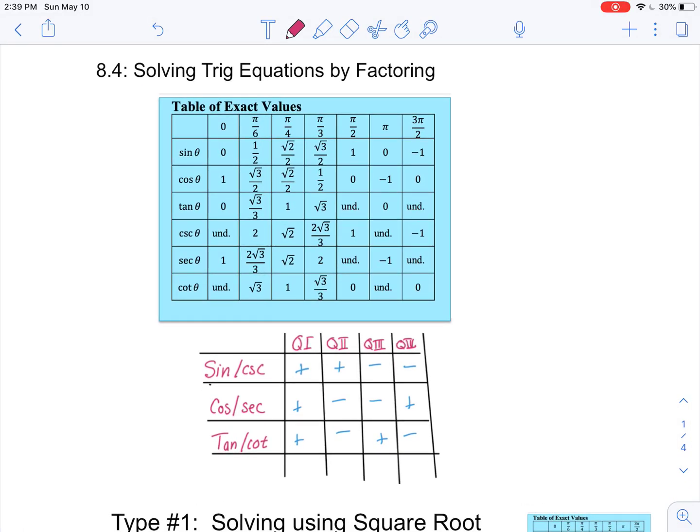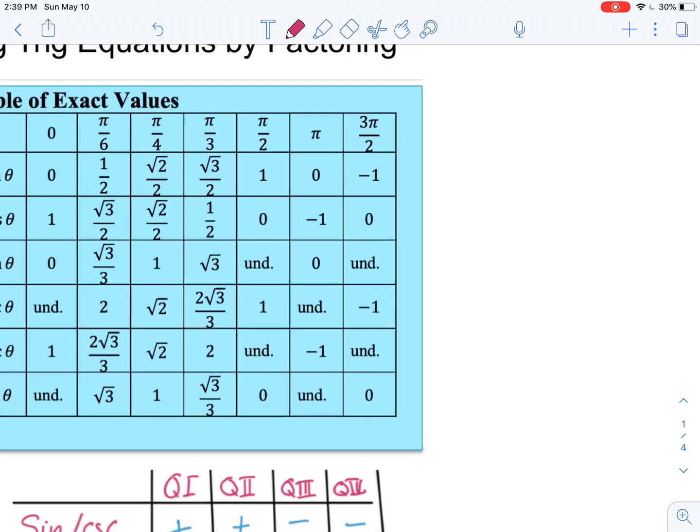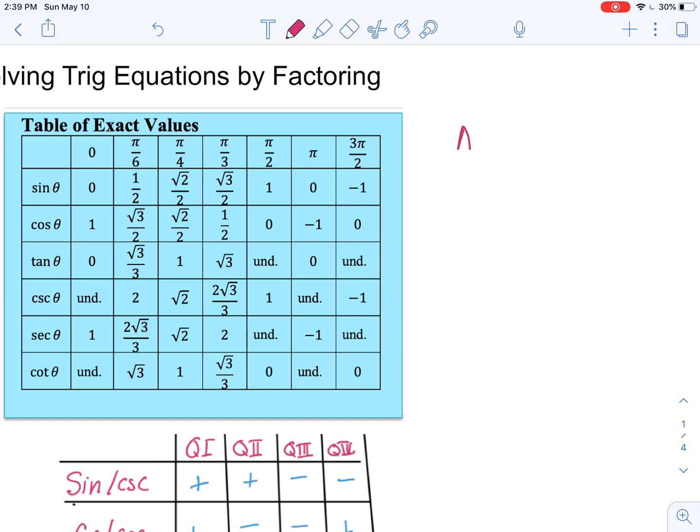8.4, solving trig equations by factoring. So this is our second day of solving trig equations, and today all of our equations will be in quadratic form. So when we think of quadratic form, that looks like ax squared plus bx plus c equals 0.